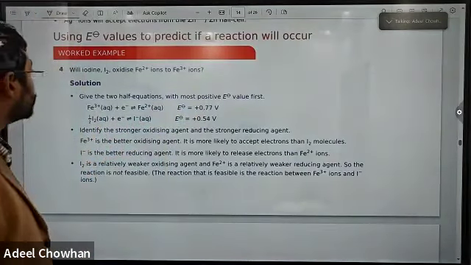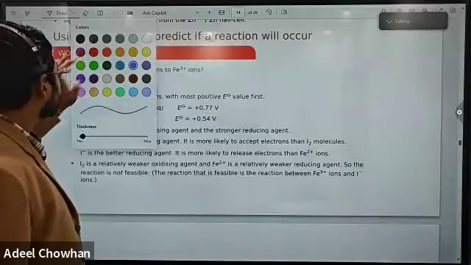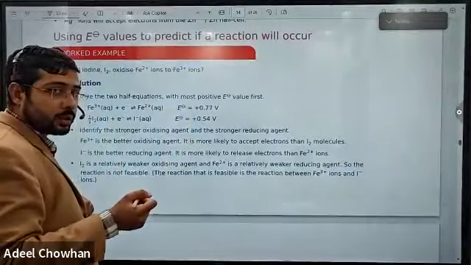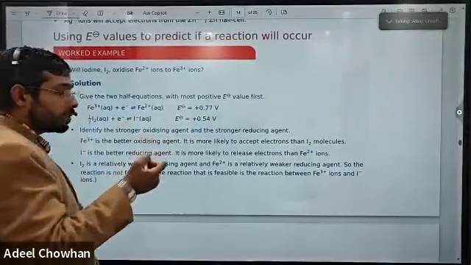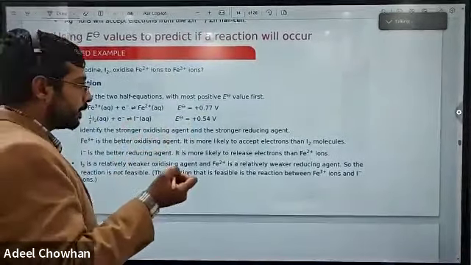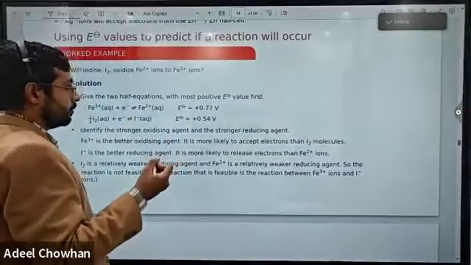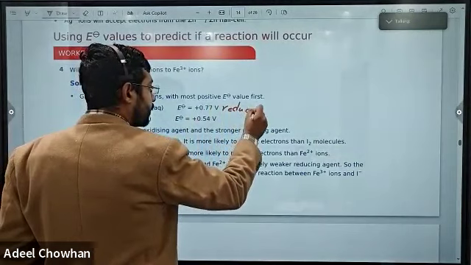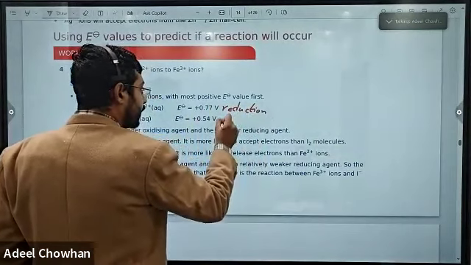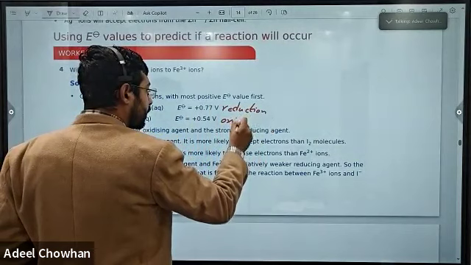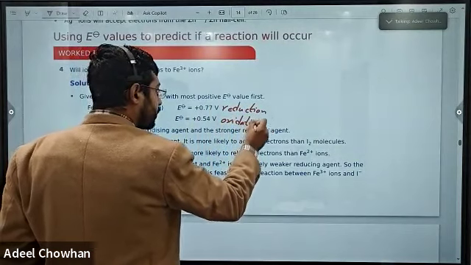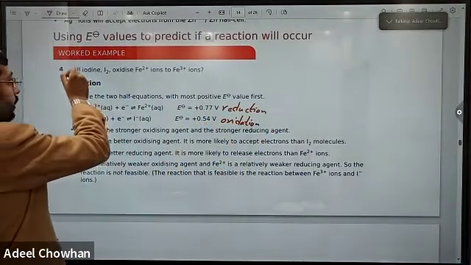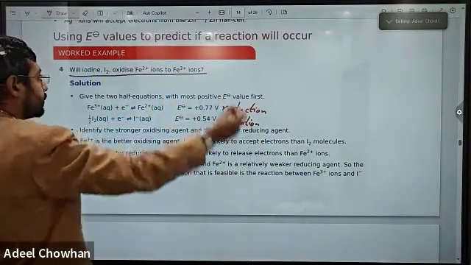Now consider these two values. Considering these two values, which will be the oxidation reaction? Which of these two will be the oxidation reaction? Very good. So reduction at iron and oxidation at iodine. Now, if oxidation is occurring at iodine, is it proving this statement?